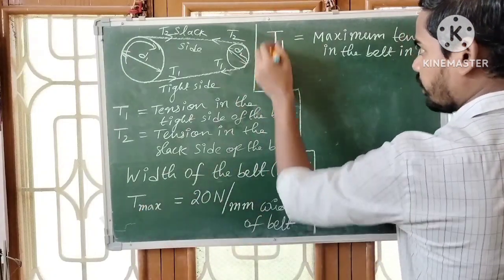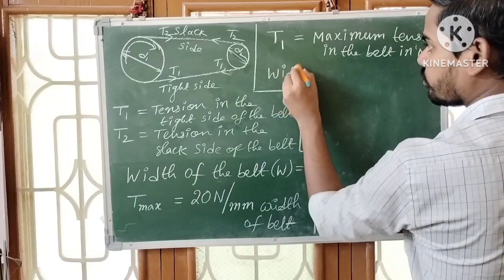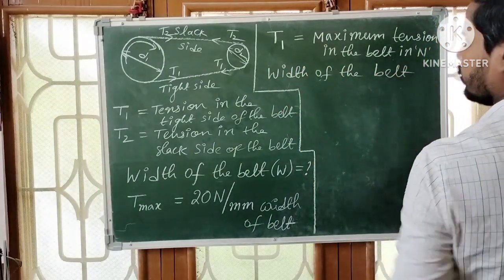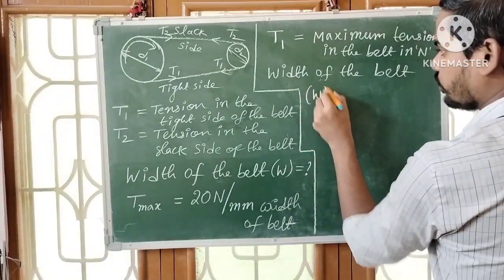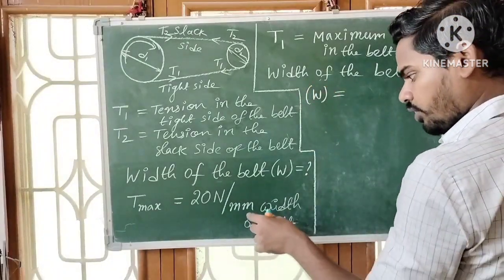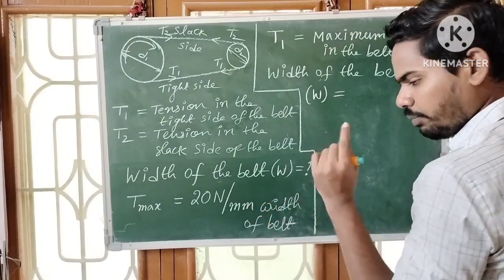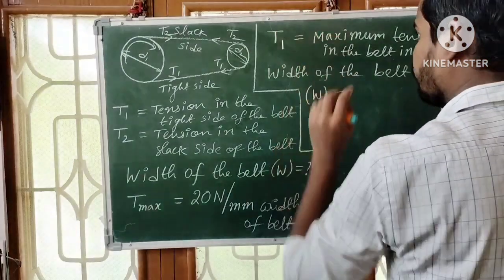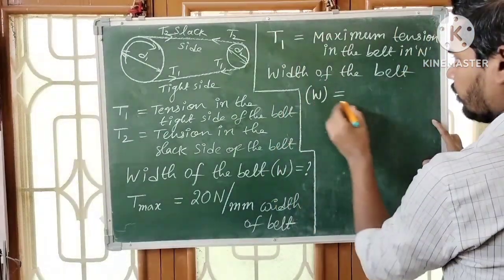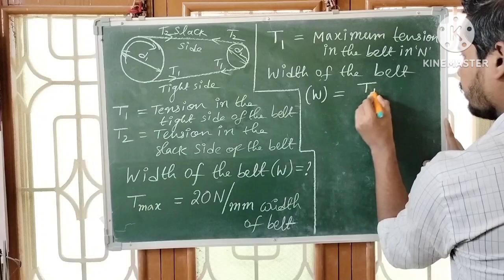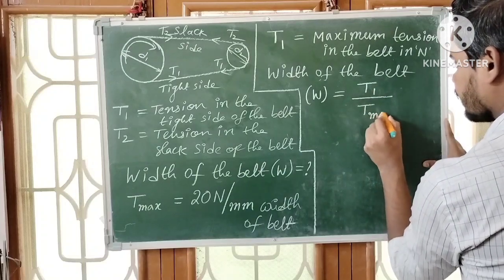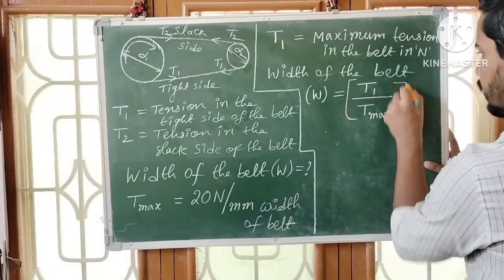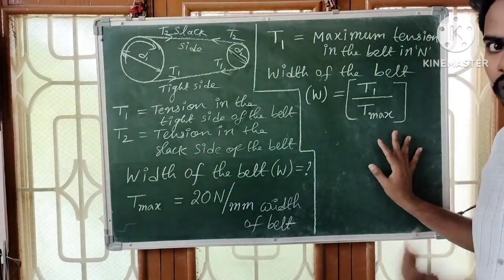So we have T maximum, T1. Width of the belt W is equal to... So for 1 width of the belt, the maximum tension is 20 newtons. So for T1 newtons, what is the width of the belt? So W, the width of the belt, is equal to T1 by T max. Okay. So using this formula, we can find the width of the belt.